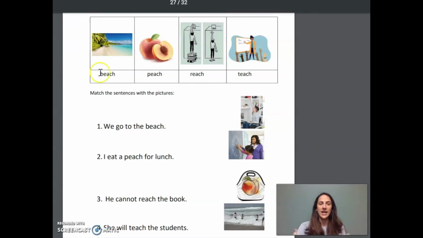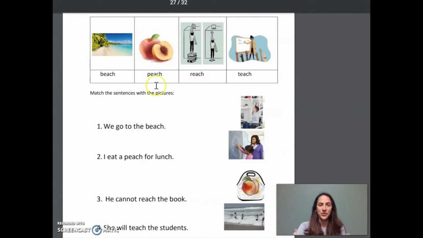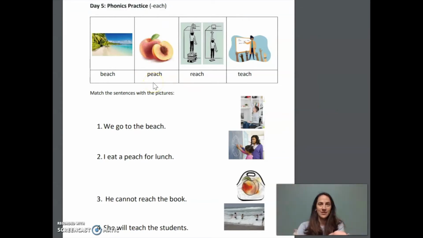Let's look at another word. This one starts with the letter P that makes the P sound. Put it together. P, each, peach. That is this kind of fruit. Repeat after me. Peach. Good.